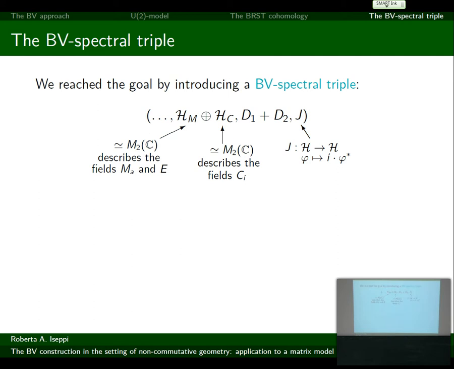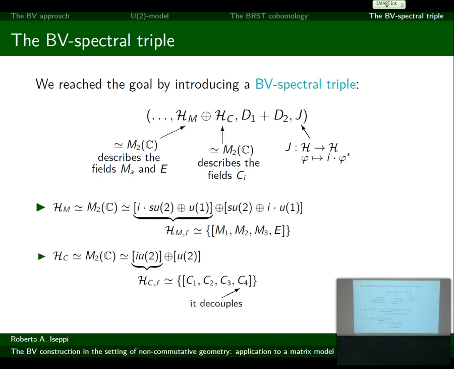About the first one, this H_M is just a copy of M_2(C), and it describes the fields M_A and E. The second term is again a copy of M_2(C), but this time it is describing the fields C_i. And for what concerns the real structure, it's just sending a vector to I times its adjoint. So for the first term H_M, this is, as I said, M_2(C), and this can be split as a sum of these two parts. This is what we will call H_MF. As I said, this is describing the fields M_A and E, in the sense that a vector inside this space has as components these fields, M1, M2, M3, and E.